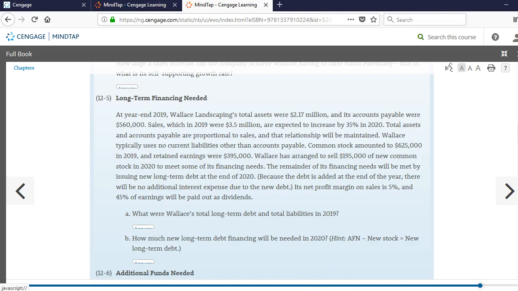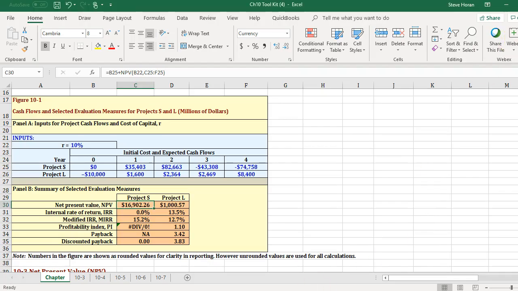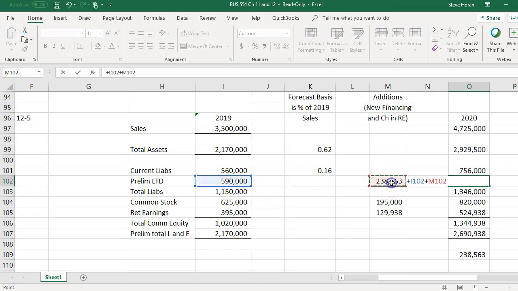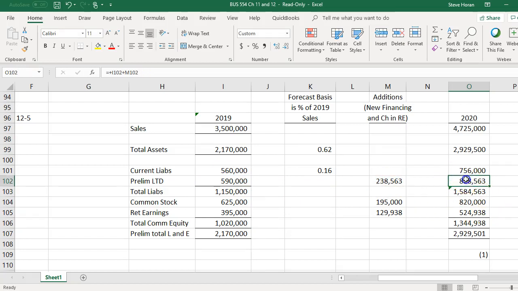They mentioned that specifically. So what I would do then is just plug that number in here. Let me change this to be more of a formula, but let me plug in the new number. Now I need 238,563 to make this work. So I'll just do a formula of plus the old number, plus what I plan to borrow, and now I balance, just minus rounding. So that's how that works.